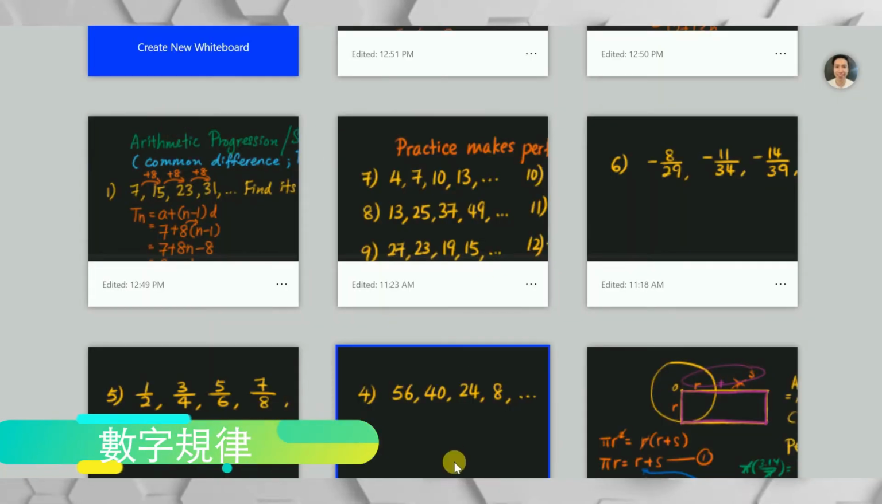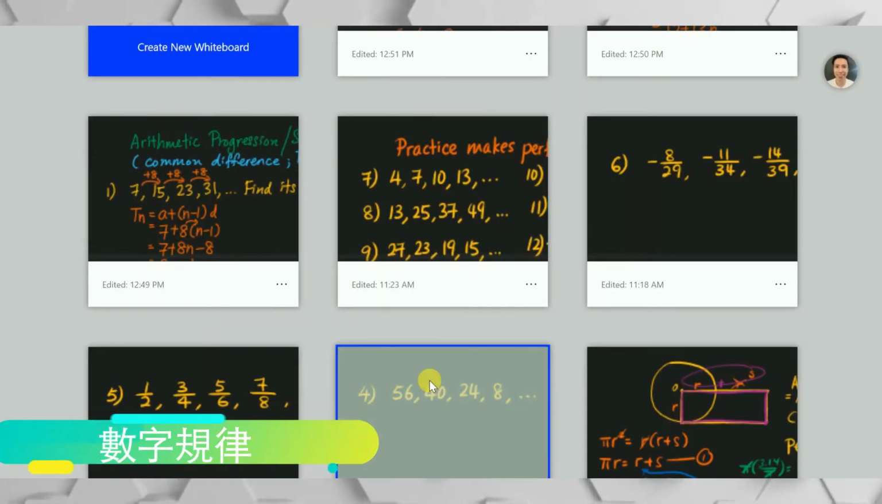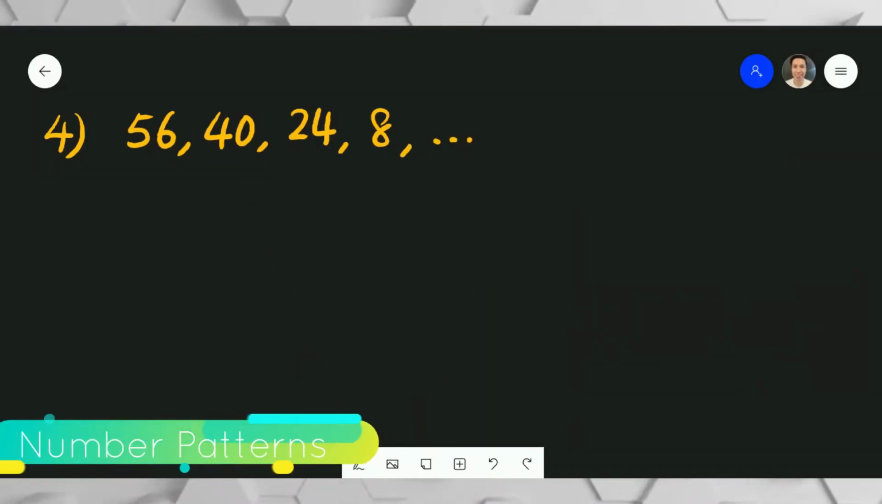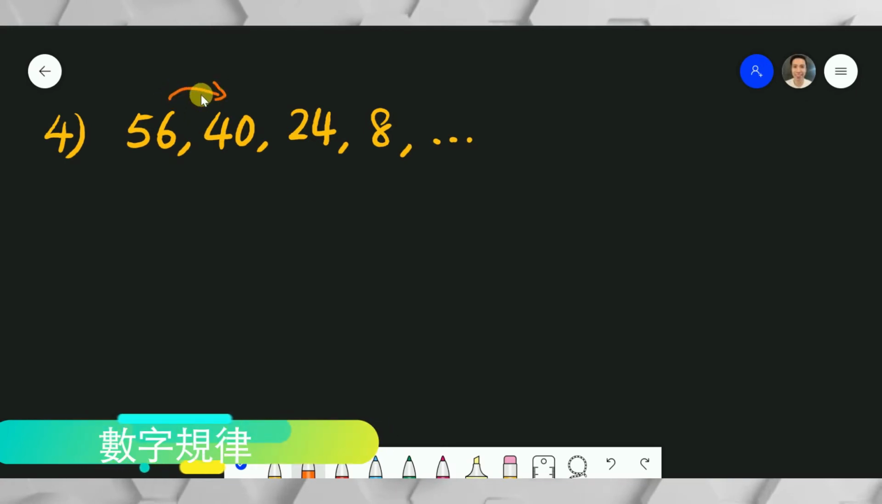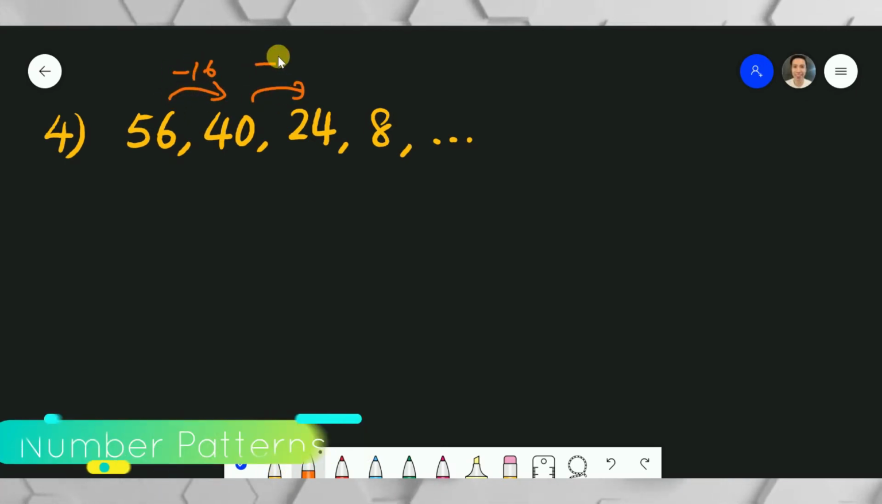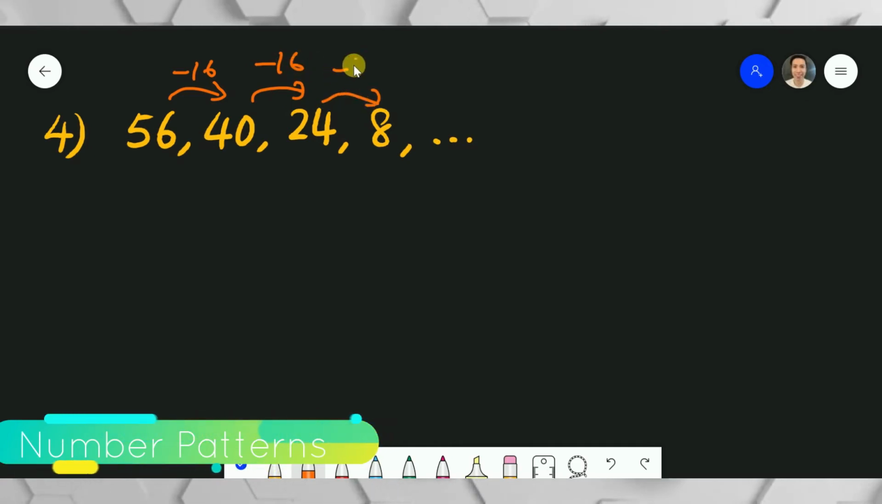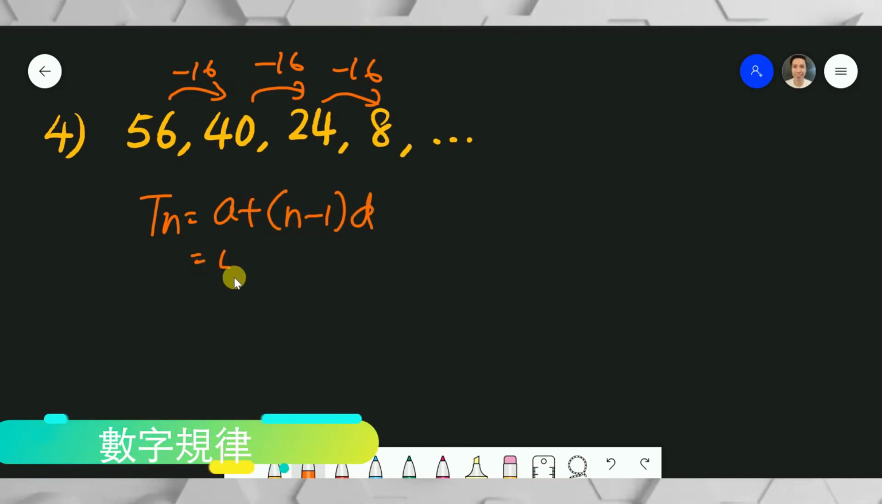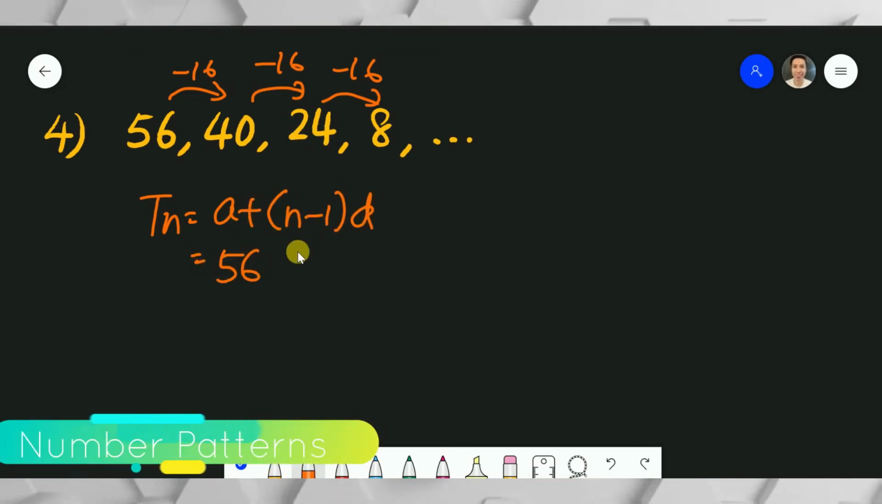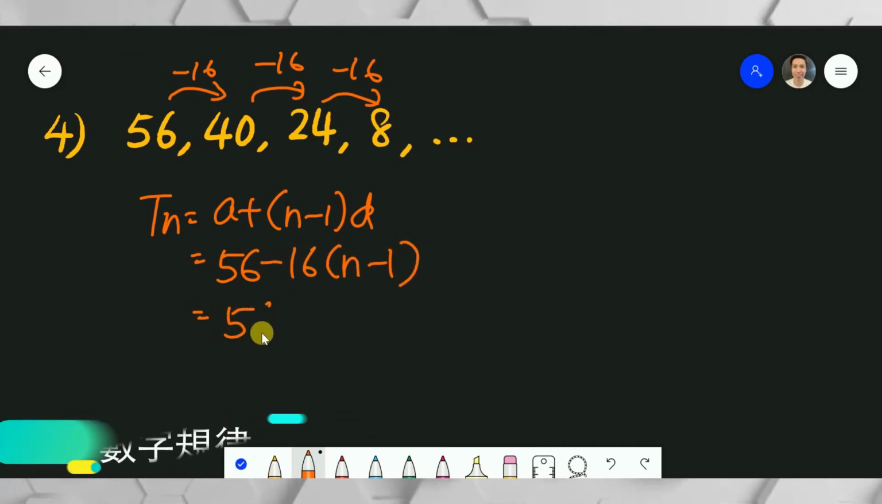Okay, next example, one more. So let's look at this. Same thing, we find the common difference. We know that this one will be minus 16, isn't it? Then here minus 16, here minus 16 as well. So Tn equals a plus (n minus 1)d. My a will be 56, d is negative 16, then minus 1 here.